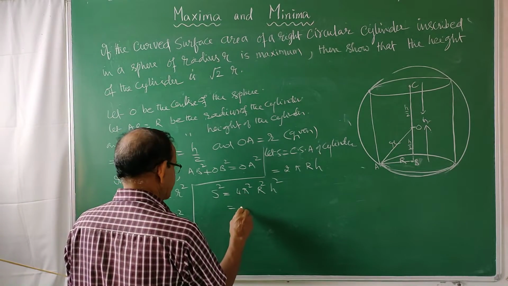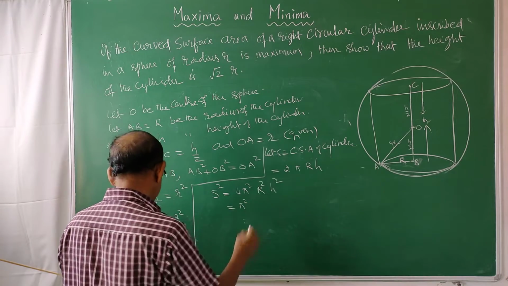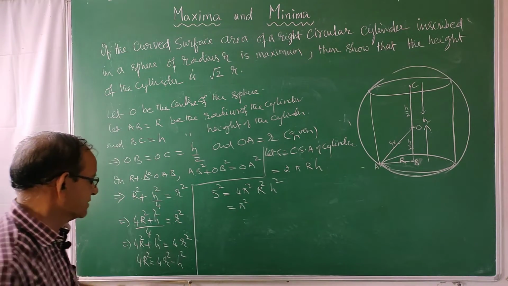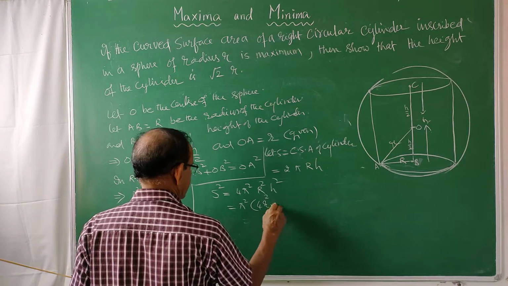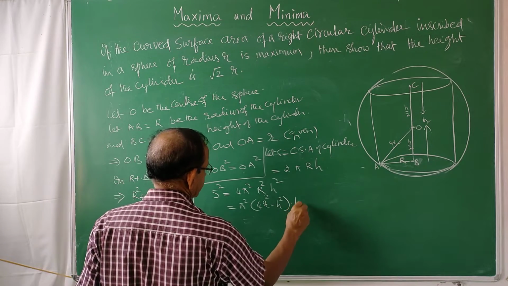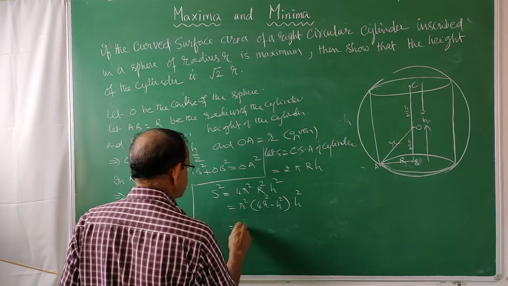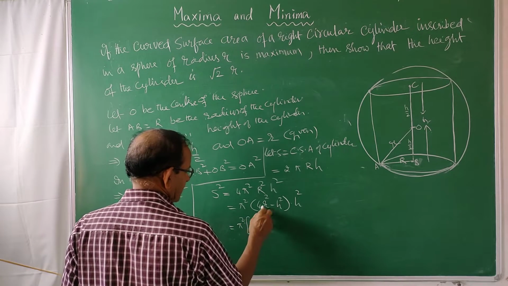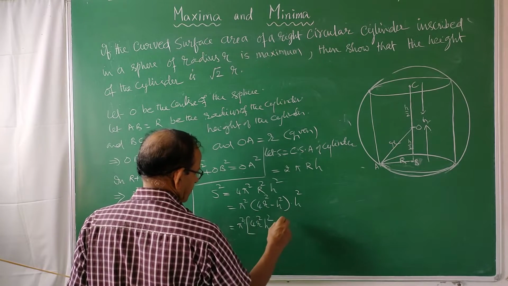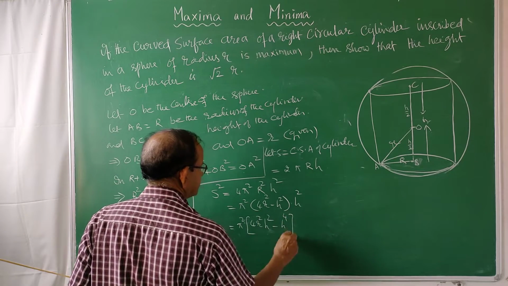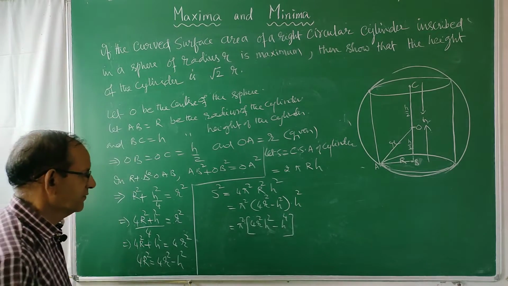Now in place of 4r square you can write this. So pi square you write outside. 4 r square is there, for that you can write 4r square minus h square, into h square. So this is pi square into 4r square h square minus h to the power of 4.